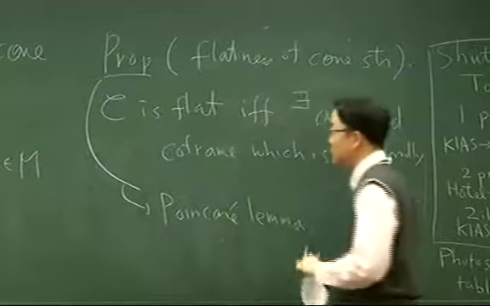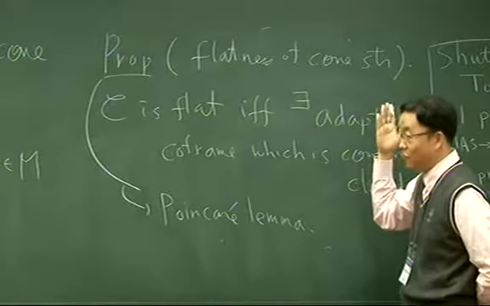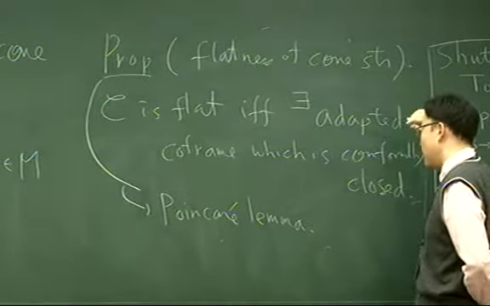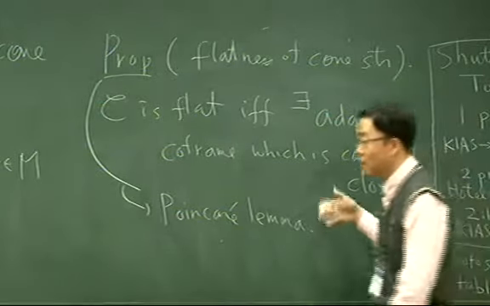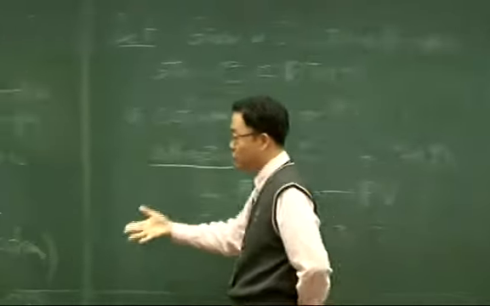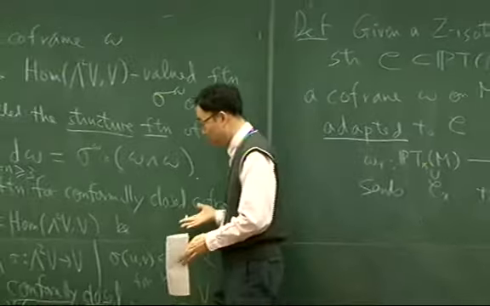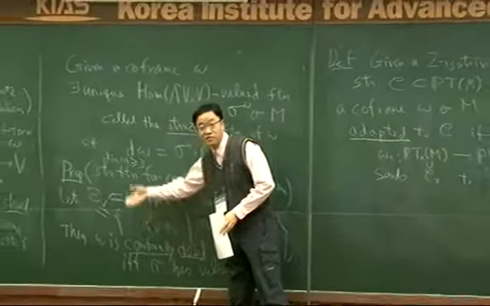So that's what we need. We need to find an adapted co-frame which is conformally closed. And by this proposition, what we have to show is that there's an adapted co-frame for which the structure function takes values in this space.